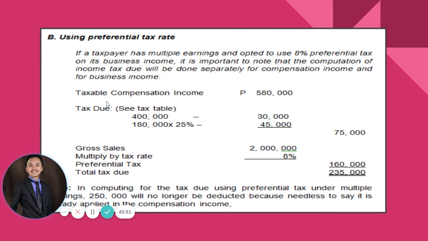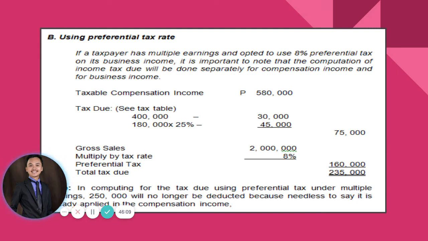So let's compute the tax due from taxable compensation income. Taxable compensation income will be computed using the table. The taxable income from compensation is 580. So let's base it on the table. Where does 580 belong? It belongs to 400 to 800.